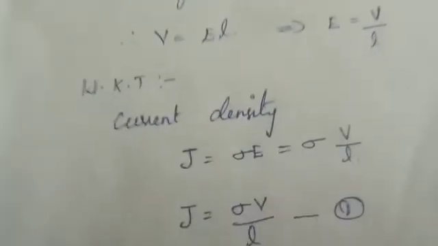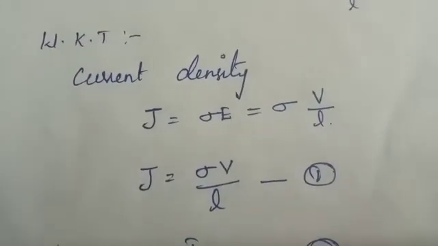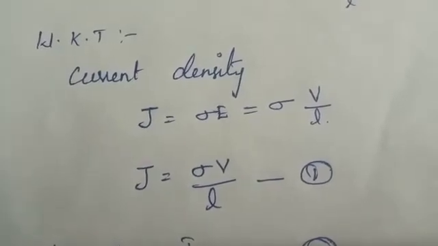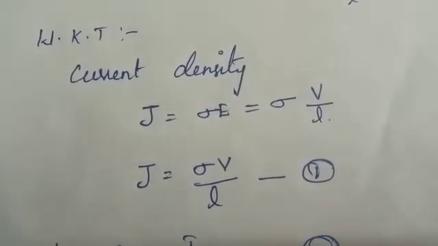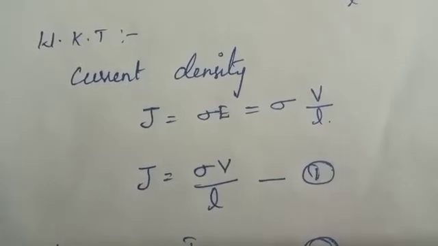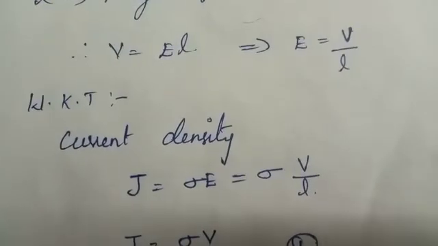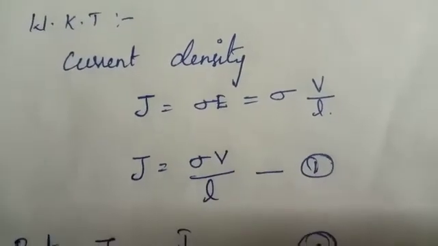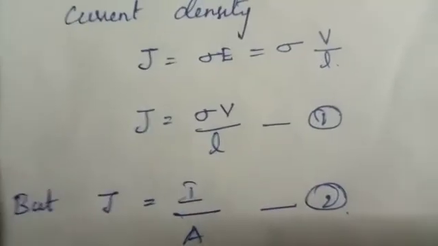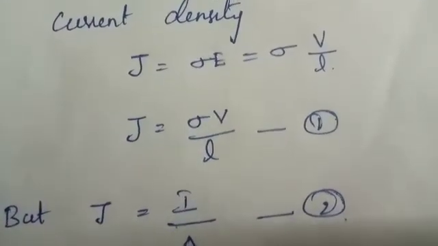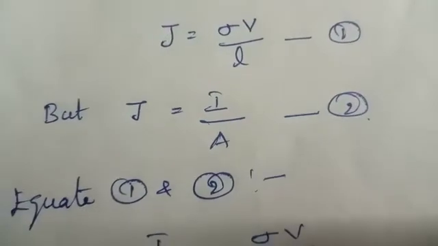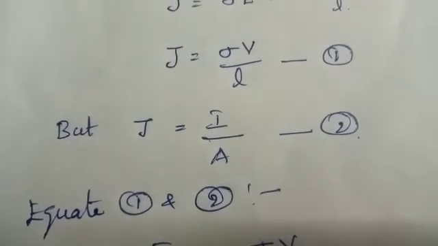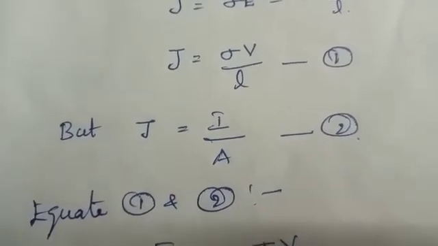Already we know the current density formula, J is equal to sigma E, that is the microscopic form of Ohm's law. So J is equal to sigma E. Substitute the value of E, E is equal to V by L. So J is equal to sigma V by L. That is equation number 1. But you know that current density J is equal to I by A, that is the general formula. So J is equal to I by A, that is equation number 2.